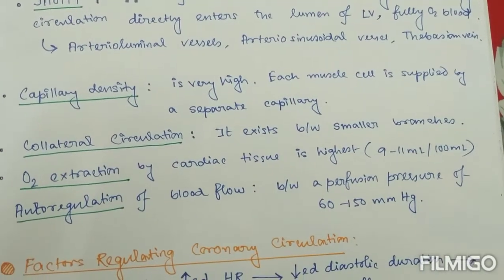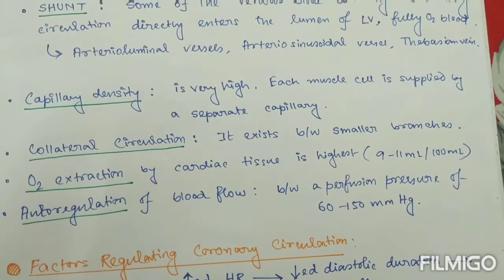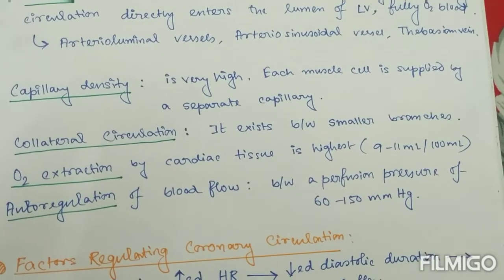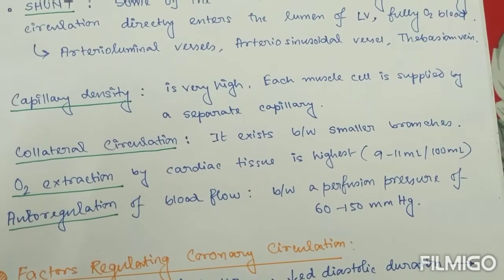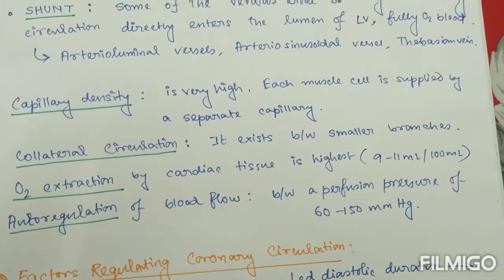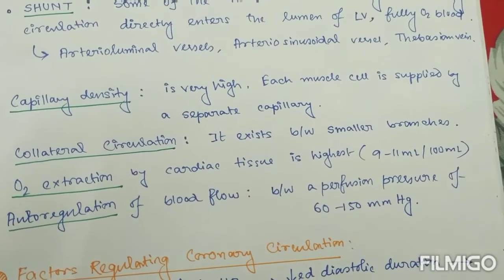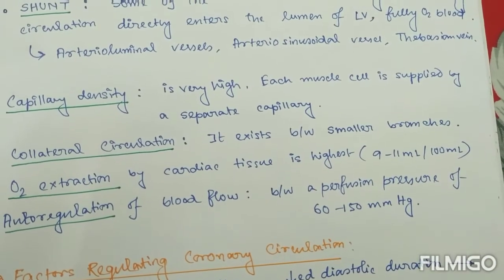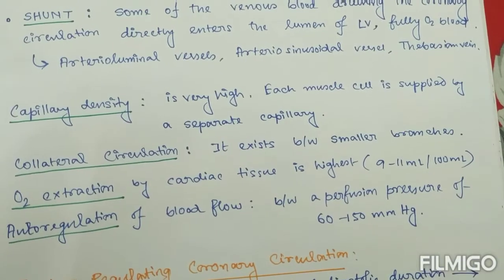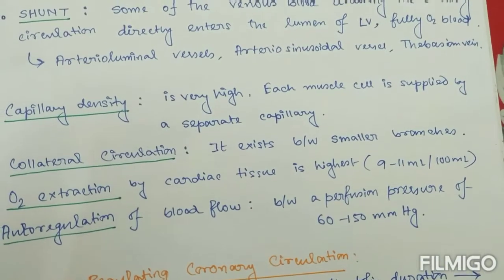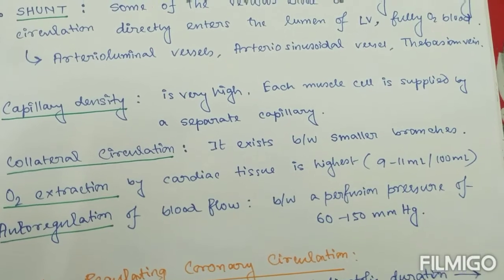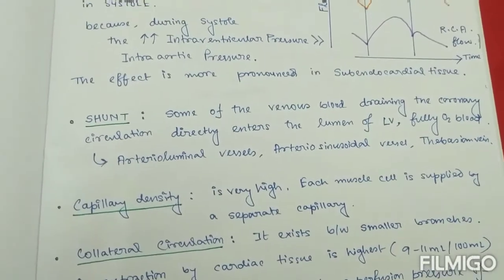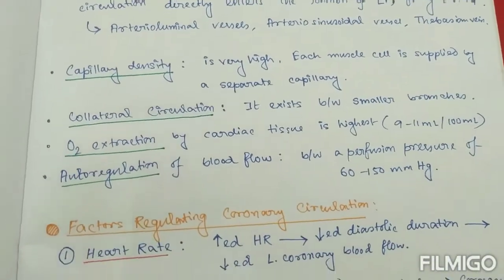And there are collateral circulation between smaller branches of the coronary arteries, and interestingly, oxygen extraction by cardiac tissue is highest. In normal tissue, it is approximately 5 ml per 100 ml of flow, but in case of cardiac tissue, it is approximately 9 to 11 ml per 100 ml of arterial flow. And there is autoregulation of blood flow between a perfusion of 60 to 150 mmHg. So these are some unique features of coronary circulation.